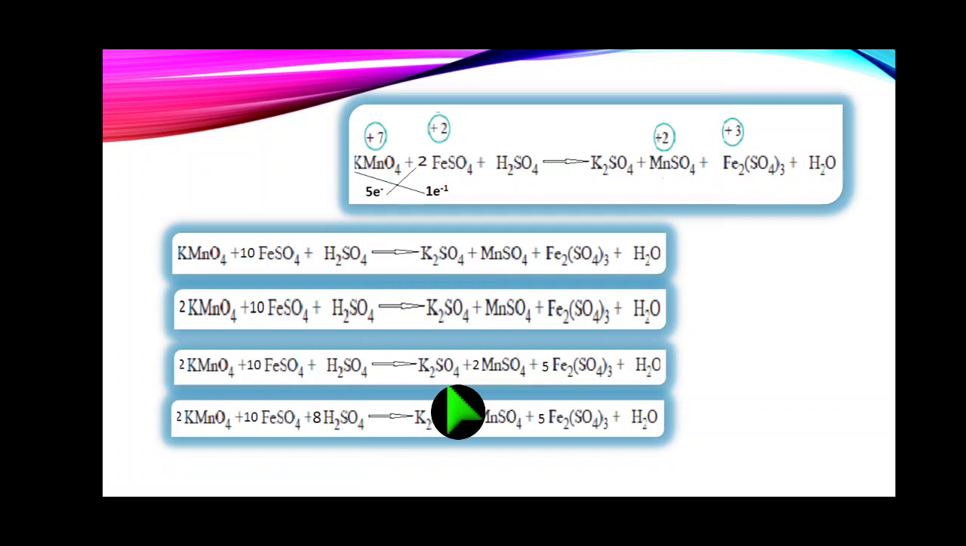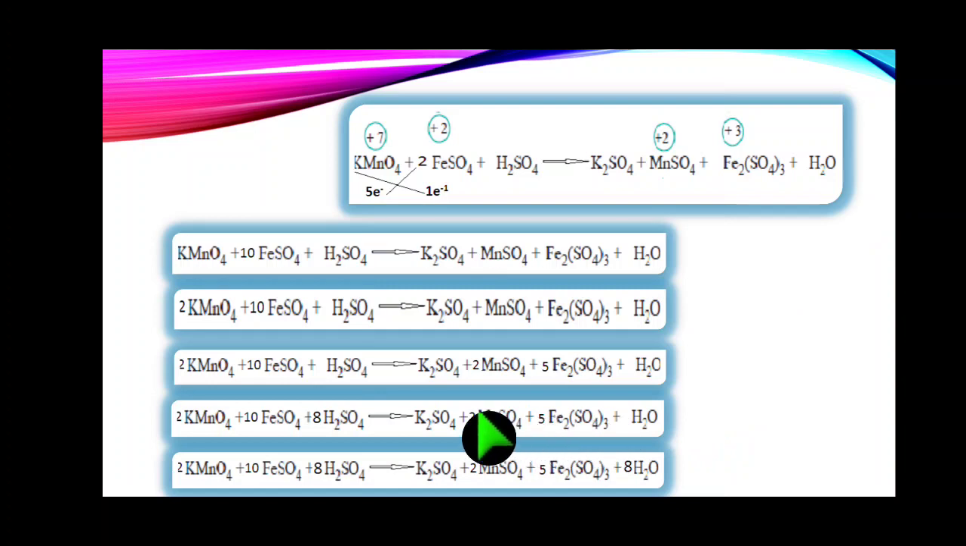Next step, sulfur. Sulfur we see here, how many sulfur? 1, the K2SO4 has 1 sulfur. Then here 2 sulfur, so 1 plus 2, 3 sulfur. Then here the sulfur subscript is 3, so 3 into 5, 15. So 15 plus 3, 18 sulfur is there. But here 10 FeSO4, 10 sulfur is here. So 8 is required. So 8 H2SO4, you should write. Okay, sulfur is balanced.